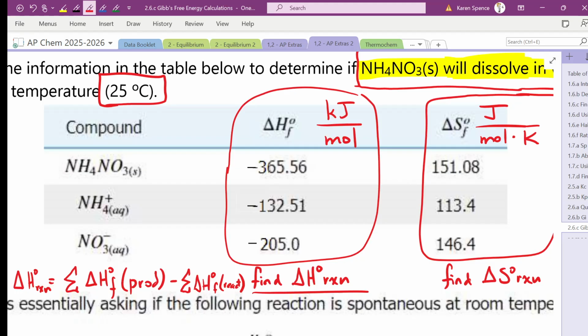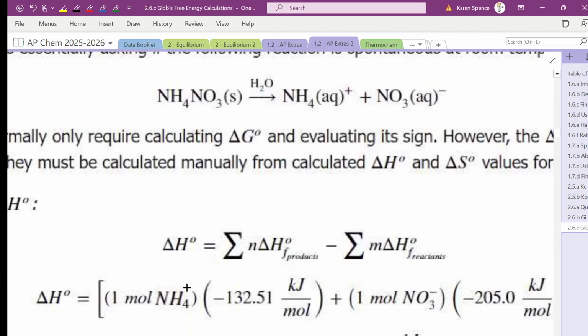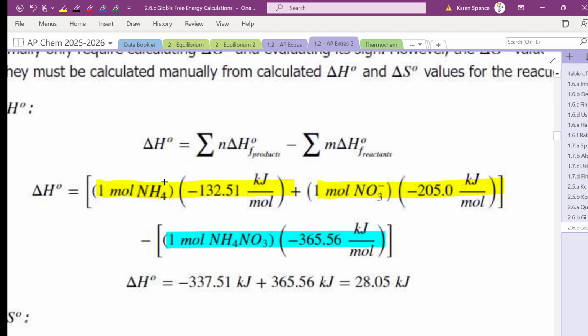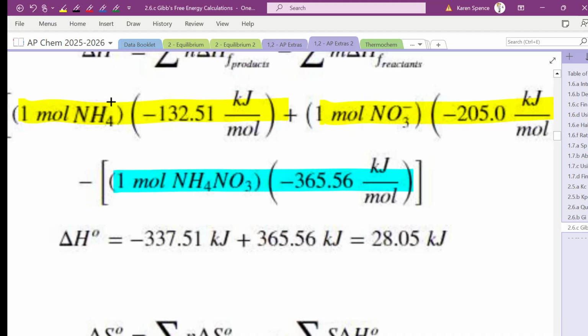How would you find delta S naught? Same thing, but for delta S. Okay, and so we actually have that here, so we don't have to worry about it too much. Okay, so we've got, here's our products. For delta H, here's our reactant for delta H. Okay, with our coefficients there, it's all 1 to 1 to 1. We add it all up and we get 28.05 kilojoules.